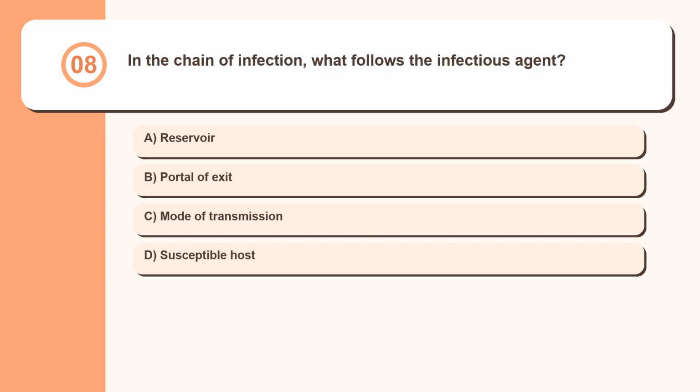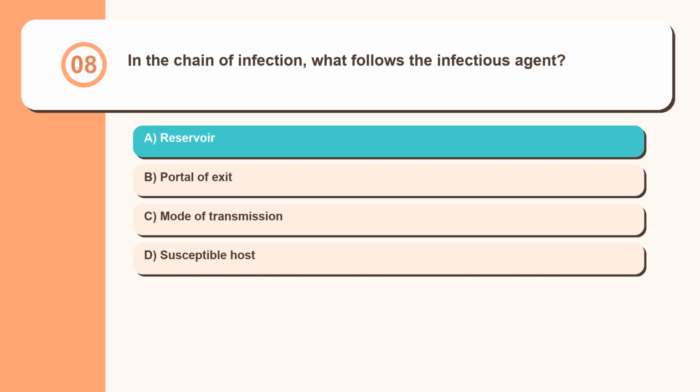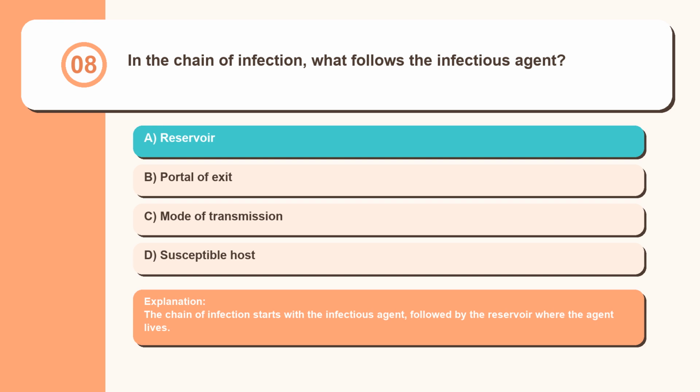Question 8. In the chain of infection, what follows the infectious agent? Reservoir, portal of exit, mode of transmission, susceptible host. The chain of infection starts with the infectious agent, followed by the reservoir where the agent lives.